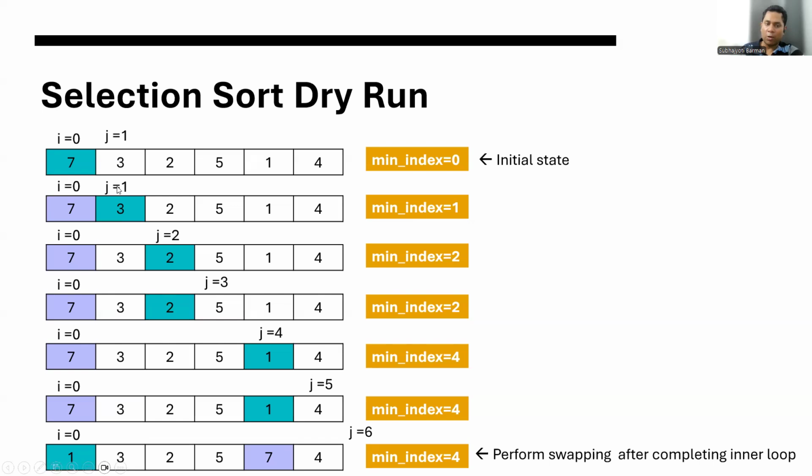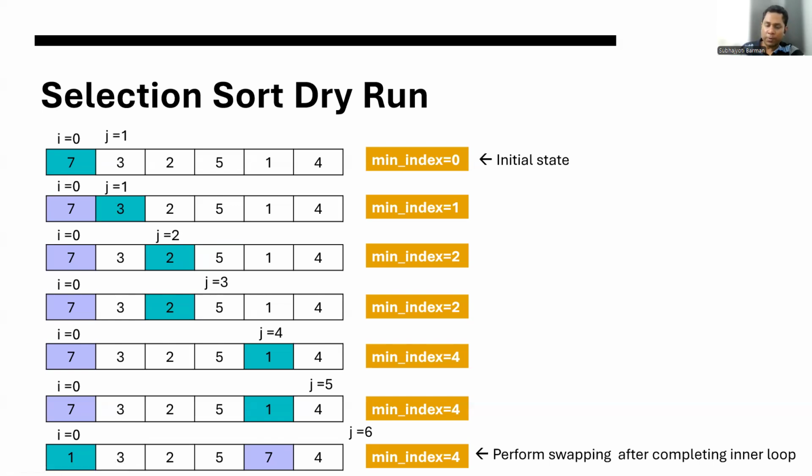So now my min index is 1. Then we will increment the value of j. Next time j will become 2. The value present in the jth index is also less than the value present in the min index. So we have to update the min index variable. The min index value was 1. In index 1, we have 3, and my current value pointed by j is 2. So we will update min index to 2. That is my current min index. Then we will increment the value of j.